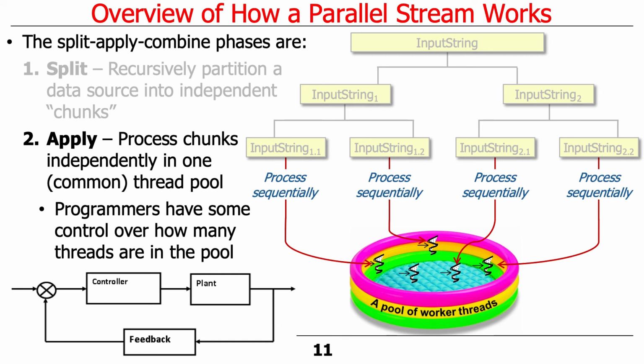Programmers have some control over how many threads there are in the pool, and we'll talk quite a bit about this. I'll give you a quick overview in this discussion about parallel streams of how you can configure the number of threads in the common fork join pool. That's kind of the sledgehammer-like way of doing it. Then we'll talk later, when we talk about the fork join pool itself, about a more advanced way of being able to control the number of threads using something called a managed blocker.